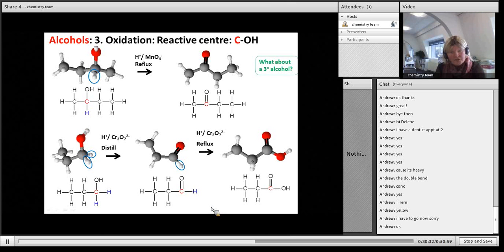What about a tertiary alcohol? Do you think a tertiary alcohol would be able to be oxidized? Think of it, does the carbon to which the alcohol is attached have a hydrogen? If you think of it, carbon can only have 4 bonds. If one's to an OH and 3 are to carbons, there's no bond left to a hydrogen. So a tertiary alcohol cannot be oxidized further.